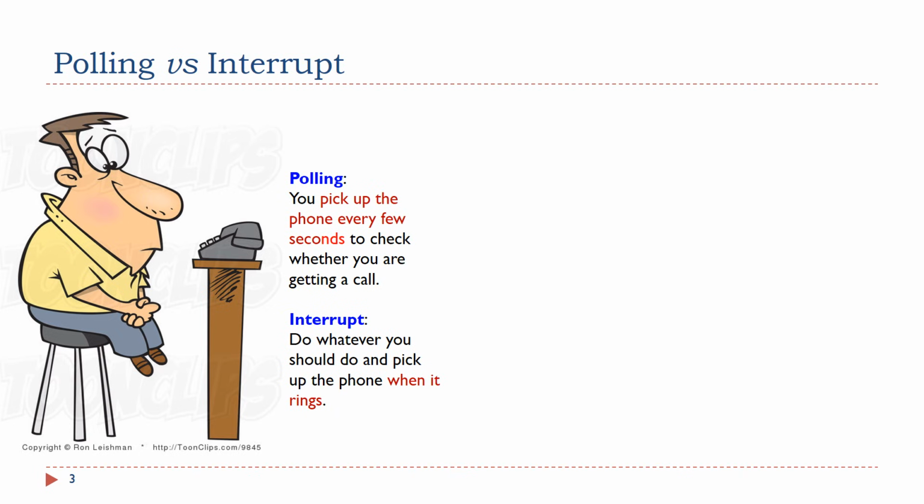The polling method is like picking up your phone every few seconds to check whether you are getting a call. The interrupt method is like waiting for the phone to ring. Apparently, the interrupt method is more efficient. You are free to do whatever you should do, and pick up the phone only when it rings.